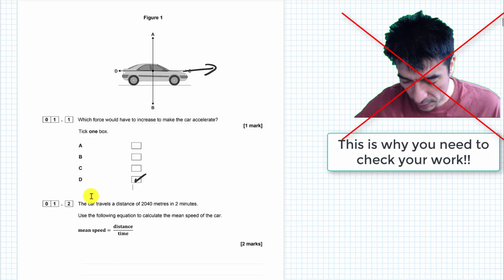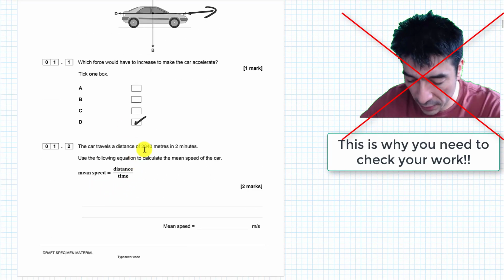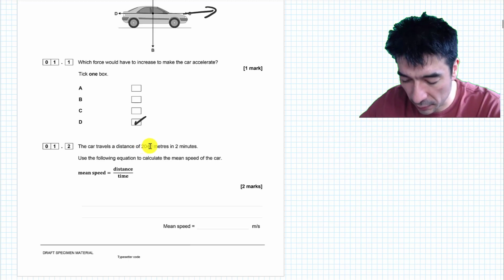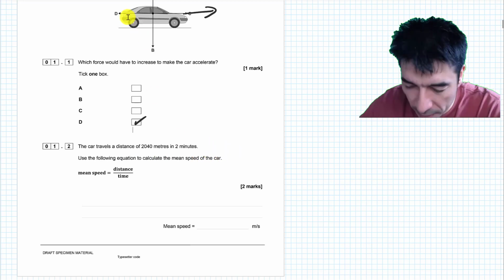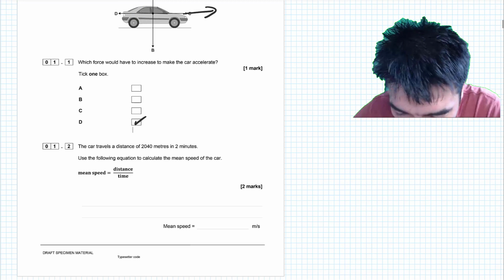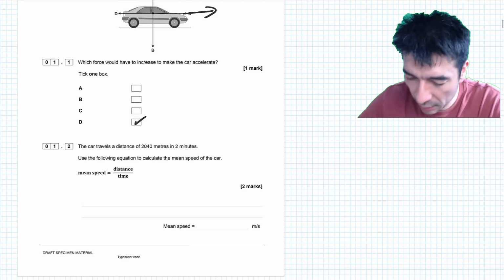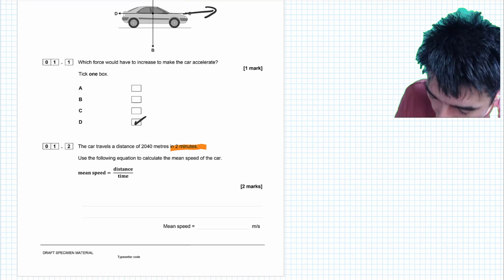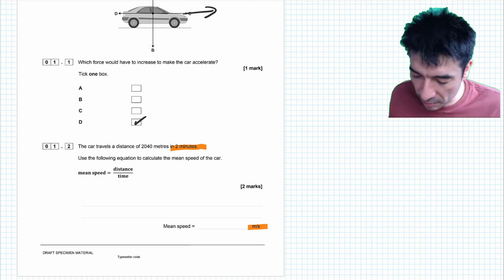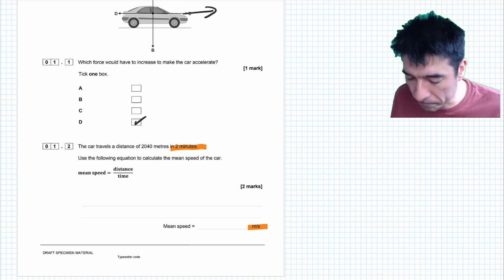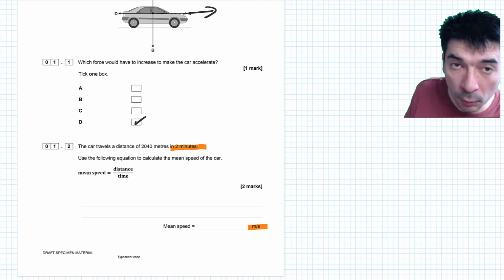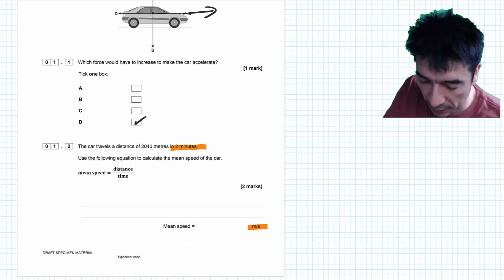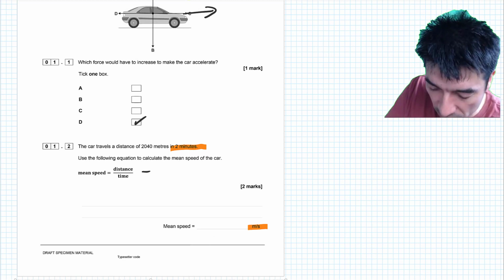Okay, next question. The car travels a distance of 2040 meters in 2 minutes. Use the following equation to calculate the mean speed of the car. Right, they're being a little bit sneaky here, in my opinion, because if you notice, they've given you the time in minutes, but then the units they're expecting you to use here are meters per second. So what to do? Well, they've given us a good start. They've given us the equation. So we can just shove the numbers straight into that equation.